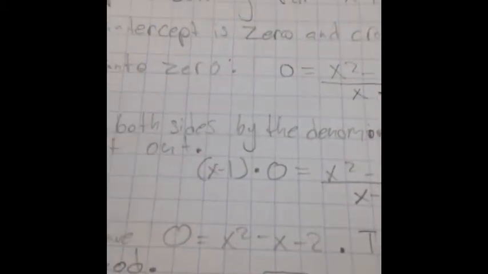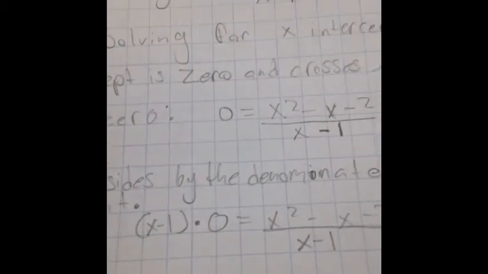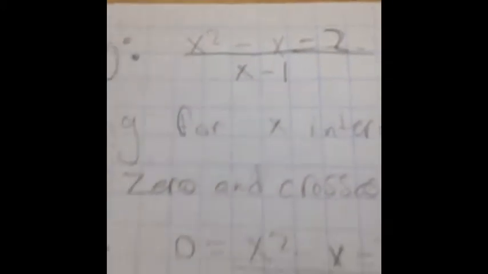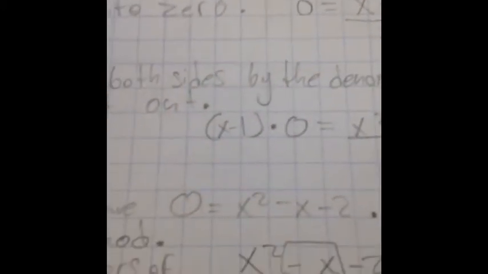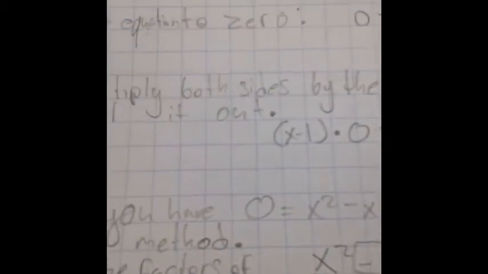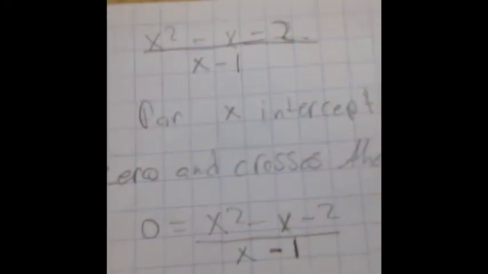Okay, so today we are learning how to solve x squared minus x minus 2 divided by x minus 1. And this is going to be one of our more difficult problems, but we'll show you how to do a multitude of things. So we go to the first step, and the first step is solving for the x-intercept.